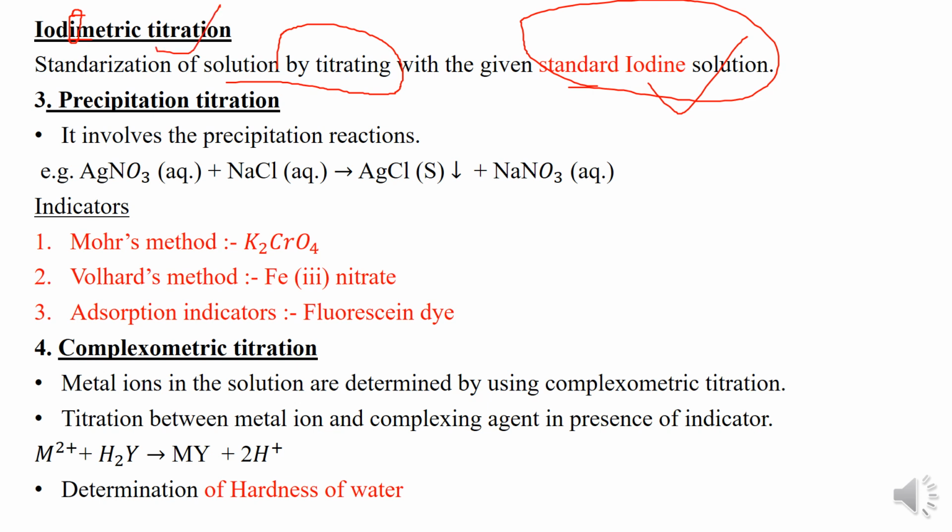Another type of titration is precipitation titration. It involves precipitation reactions. Here is a precipitation reaction between silver nitrate and sodium chloride.